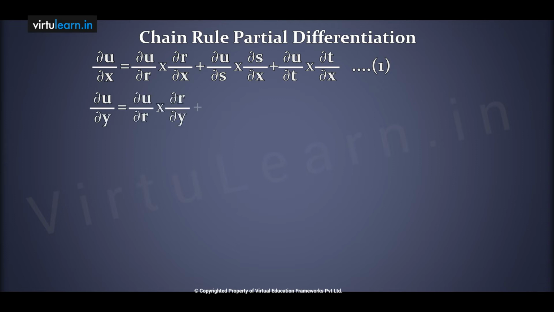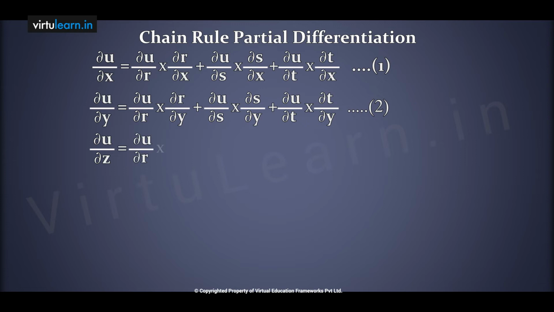plus ∂u/∂s into ∂s/∂y, plus ∂u/∂t into ∂t/∂y. Third formula, ∂u/∂z equals ∂u/∂r into ∂r/∂z, plus ∂u/∂s into ∂s/∂z, plus ∂u/∂t into ∂t/∂z. Now these three formulas, observe very carefully. When you are writing ∂u/∂x, observe every term with respect to x only.